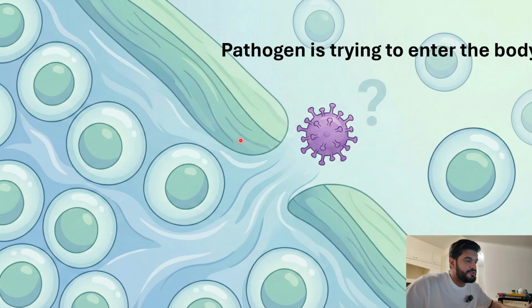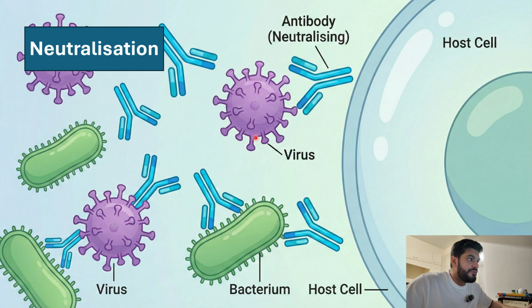In the last two videos we discussed the basic and advanced structure of antibody. Now let's discuss what is the actual function of the antibodies. So first is neutralization. The first and most straightforward function of antibodies is neutralization.